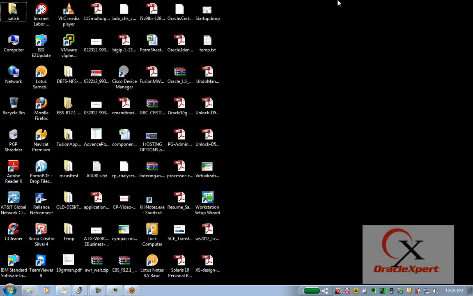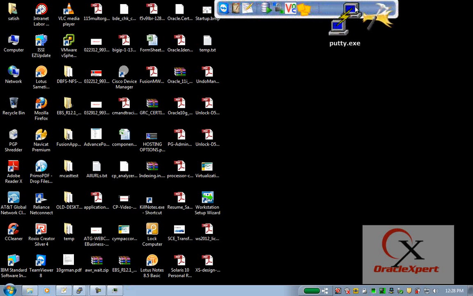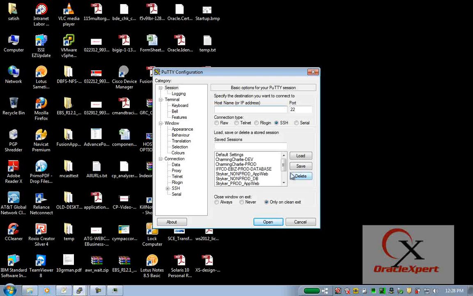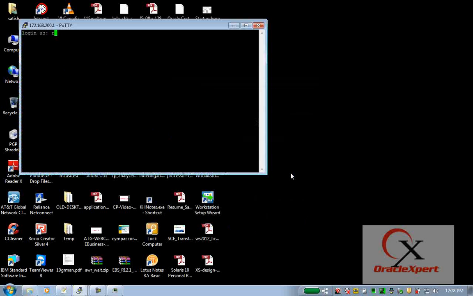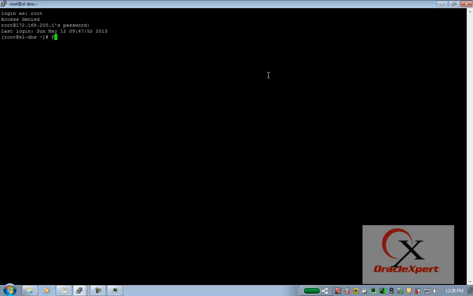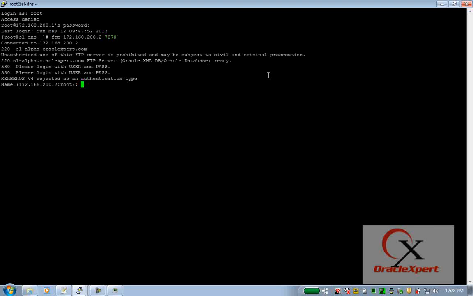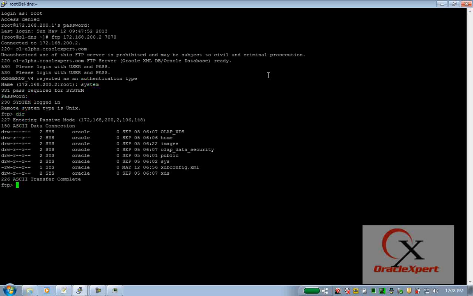I am logging on to some machine because I don't know Windows FTP commands. Windows FTP is somewhat weird. I am logging into some other machine whatsoever. Let's say DNS server. Now I connect to my FTP website. I said ftp 172.168.200.2, which is actually the IP address of Alpha, port number 7070. It says what's the username. I said system, password. Then I said dir.